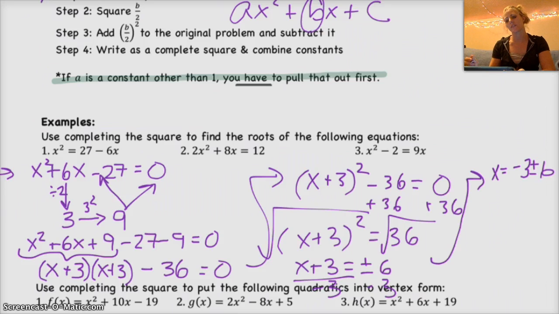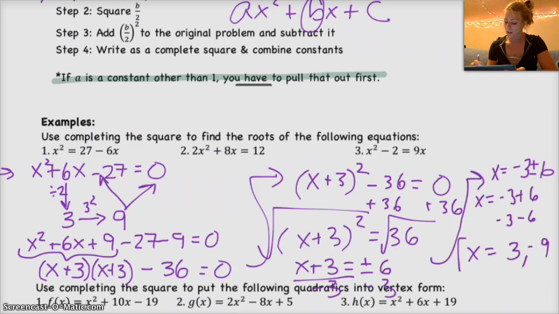Well, that's not really a nice number when I could make it a nice number, so I'm going to do that. So x is negative 3 plus 6 and negative 3 minus 6. So x equals positive 3 and negative 9. And those are my two solutions for the first problem.